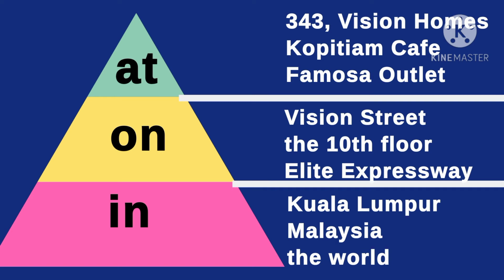Alright, next we come to in. So this is for everything more. In is used for large areas. For example, we say in Kuala Lumpur. Well, let's look first at what the categories are. Large areas, such as a city, a state, a country, a continent, or just a large area. For example, we could say he lives in Kuala Lumpur. They live in Malaysia, in the world. Alright?